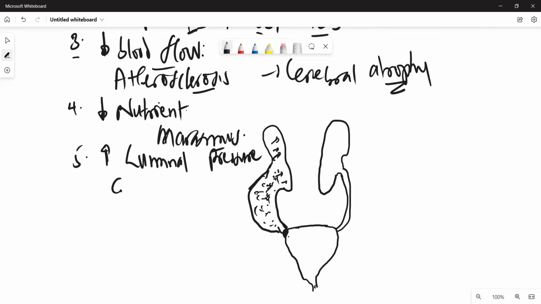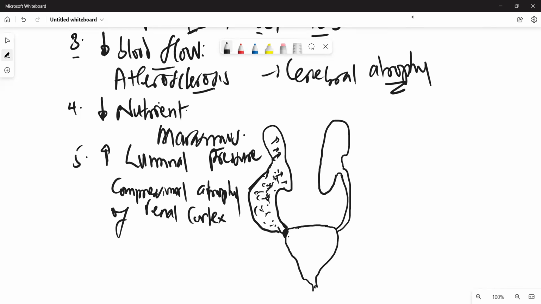So that is going to be what we call compressional atrophy of the renal cortex and medulla. And that could be a board question, like somebody who has some bad BPH, a big prostate that is blocking the urethra, and now they have bilateral hydronephrosis. They can also have damage to the kidney itself, so there will be compressional atrophy of the renal cortex and the medulla.